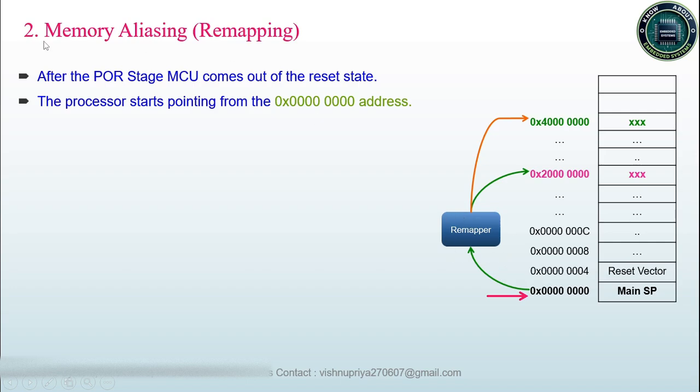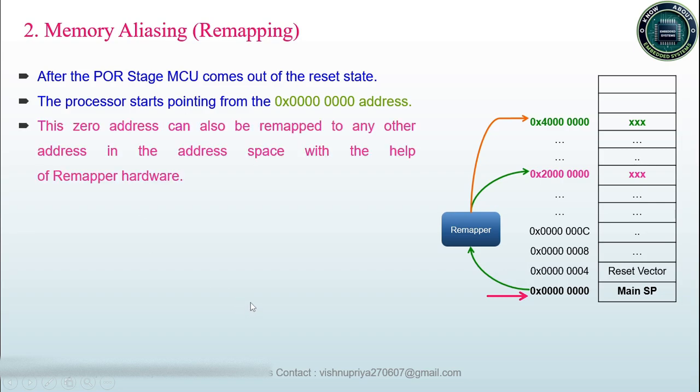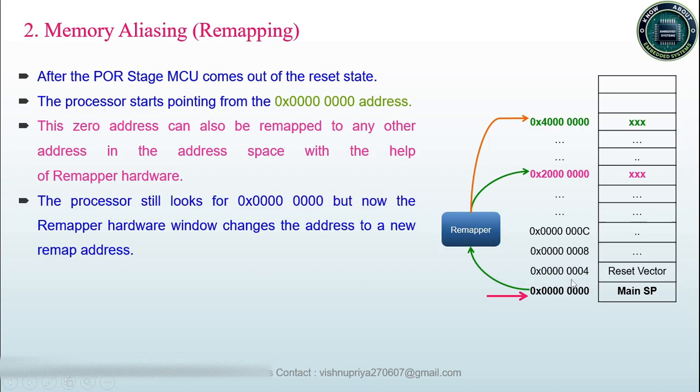This process is called memory aliasing. By default, you start from 0, but it is also possible to change the booting memory location to any other part of the memory with the help of a remapper circuit, and this process is called memory aliasing. The 0 address can also be remapped to any other address in the address space with the help of remapper hardware. So this remapper hardware plays a very important role in reallocating the booting address.